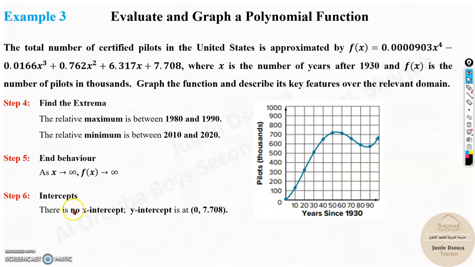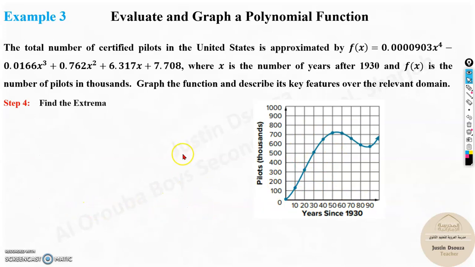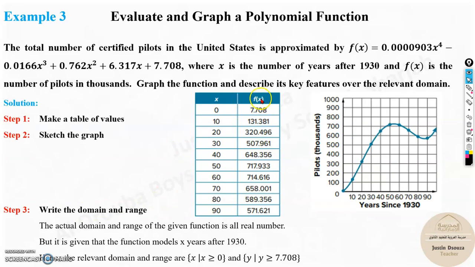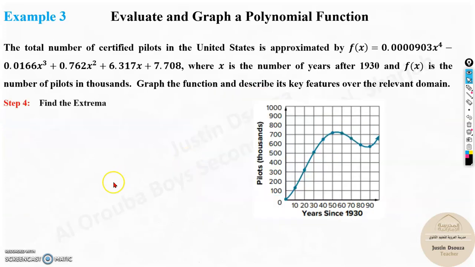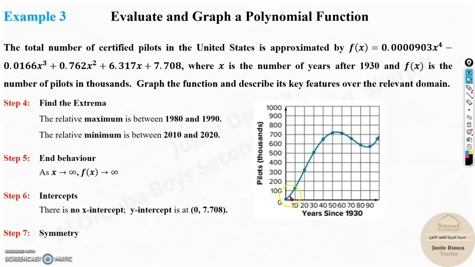And now over here, there is no x-intercept. Why? Because if we go over here, is there any f of x equal to 0 over here? No, it does not touch the x-axis. It's a little more, right? So there is no x-intercept. X-intercept is the value that touches the x-axis. Okay, it's only the y-intercept, which is at 7.708, that we found out in the table. And this has no symmetry at all. It's not the same on both sides. See, it's just like this freehand graph. So these are the answers.